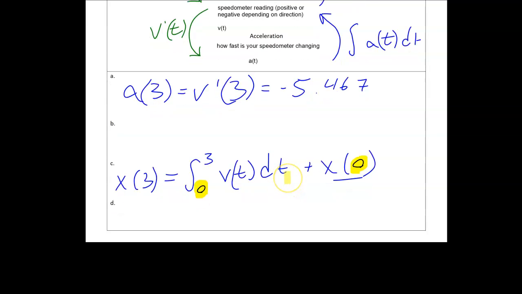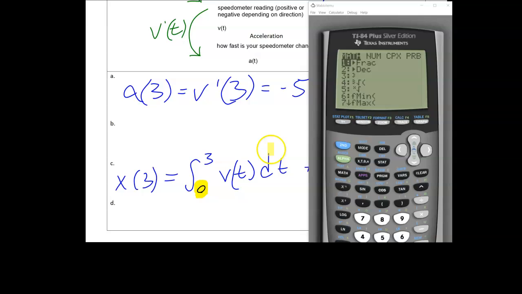Okay. So that's my integral, and again, I can just integrate this on my calculator. So we'll do math 9 now. And we're integrating from 0 to 3. And then y1 is our v of t, right? dx. And then we're just going to add in that original initial condition, which was 5. Good, 5.77. That is our position, x of 3.